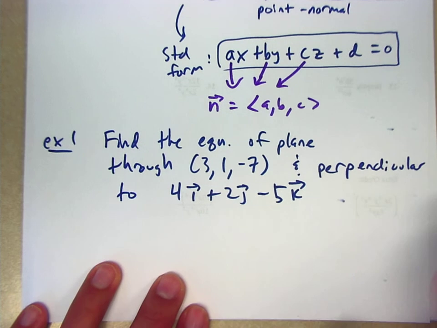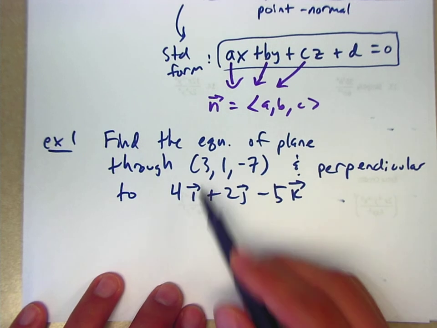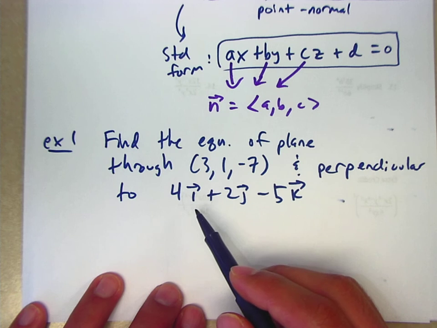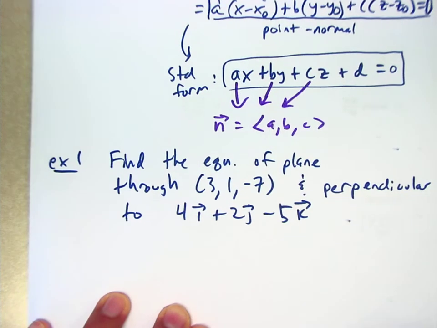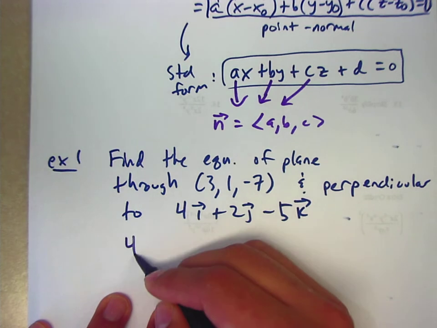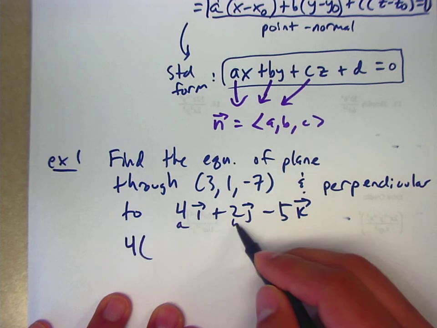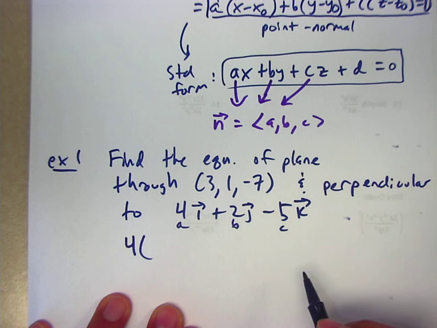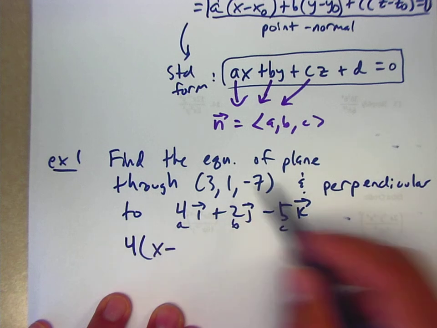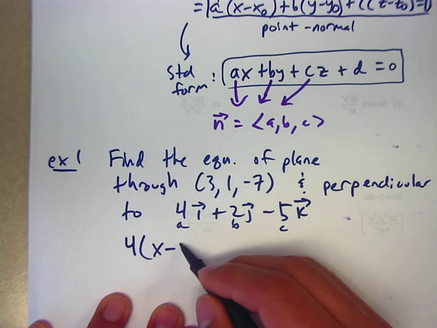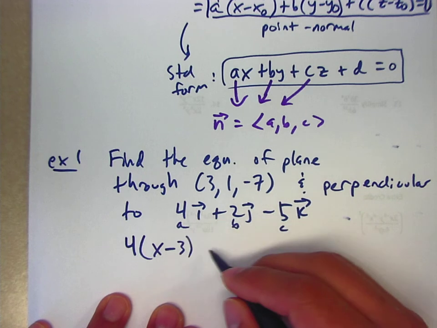But here we go. We have a point, we have a normal vector. We can just plug everything into the point normal equation up here. So that's going to be 4, because this is your a, b, and c in the normal vector. So it'll be 4 times x minus, and the only point we have to use here is 3, 1, negative 7. So you just plug that in.